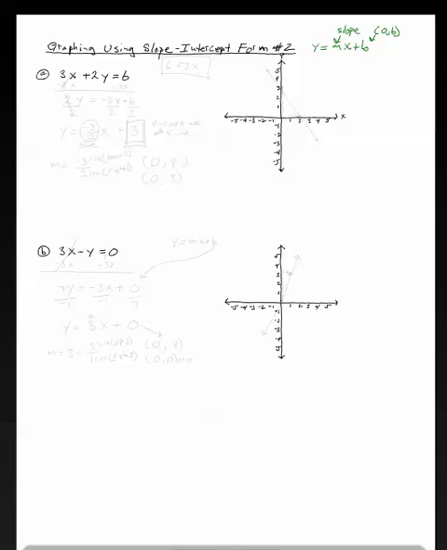Alright, so in order to use the slope-intercept form, the first thing we have to do is actually get the equation into slope-intercept form. So in example A, we have 3x plus 2y equals 6. And what we want to do first is subtract the 3x from both sides. Now when I do that, I get 2y equals 6 minus 3x right now. But if I think of this as addition of the opposite, that's really 6 plus negative 3x.